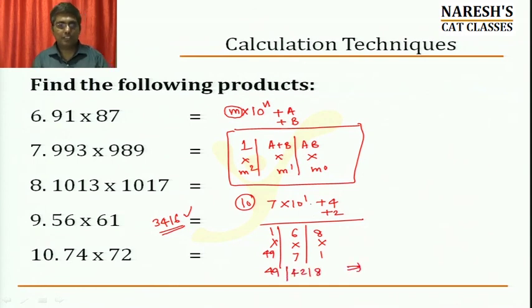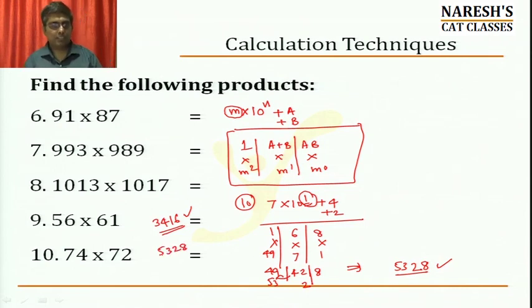Again, here with 7 into 10 power of 1, the number of digits has to be only 1. So automatically, this 8 can be written as 8 only, but this 42 can be written as 2, and the 4 goes to the left. From the second term you get 2 here, and 49 plus 4 will become 53. Hence the right answer for the 10th question will be 5328. Please make a note of this.